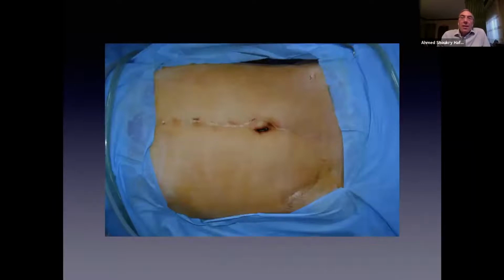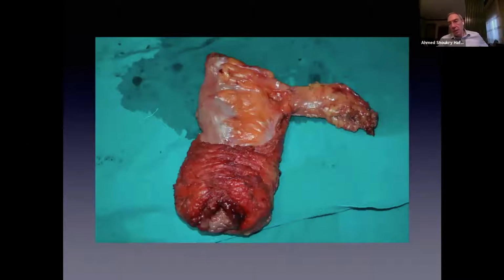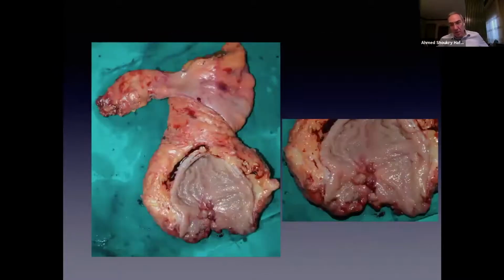This is the abdominal picture of this patient with the midline exploratory laparotomy scar and the huge appendectomy scar. This is where we managed to put our ports, and this is the final specimen. This is the residual tumor, with around 1 centimeter negative margin achieved.